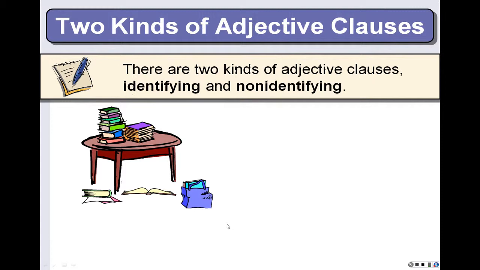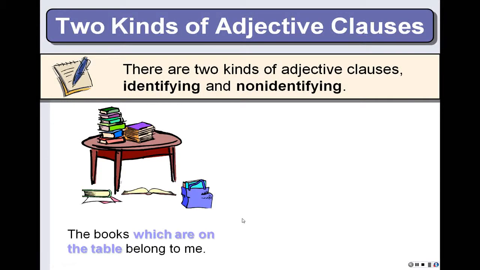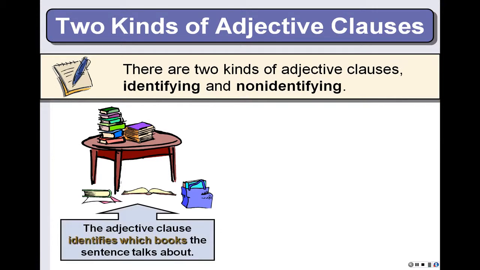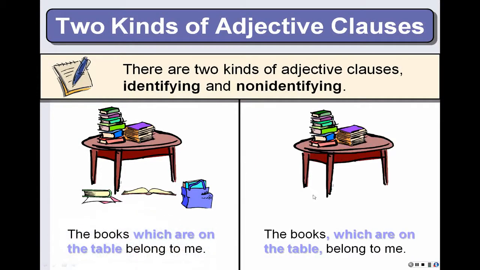There are two kinds of adjective clauses, identifying and non-identifying. The books which are on the table belong to me. The adjective clause identifies which books the sentence talks about. There's no comma. We have books on the floor, we have books in the bag, and we have books on the table. So which books? The books on the table.